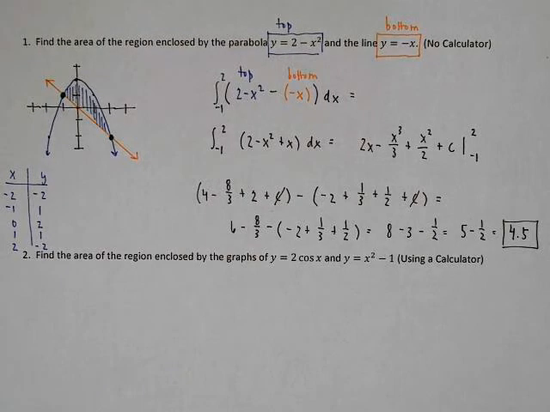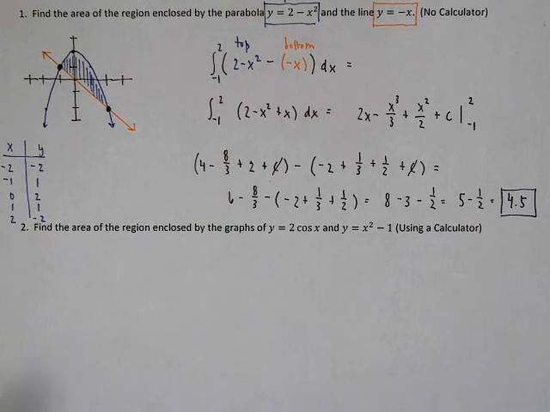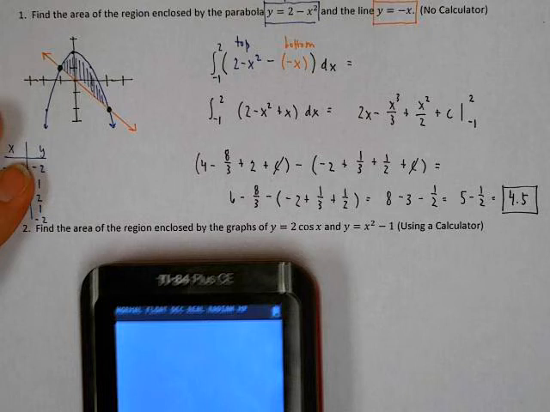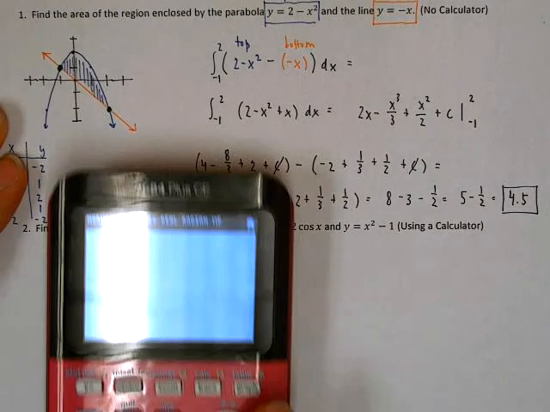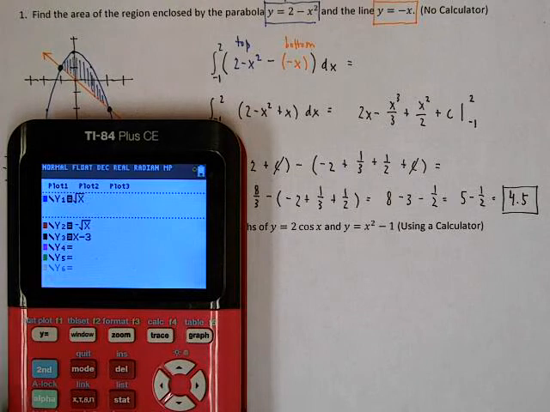All right, let's go ahead and do number 2. So now this one's a calculator. Find the area of the region enclosed by the graphs of y equals 2 cosine of x and y equals x squared minus 1. And so now we have a calculator. So we're going to use our calculator to get this graph, and then we'll sketch it on our paper. We don't have to worry about being as precise as before because we've got our calculator.